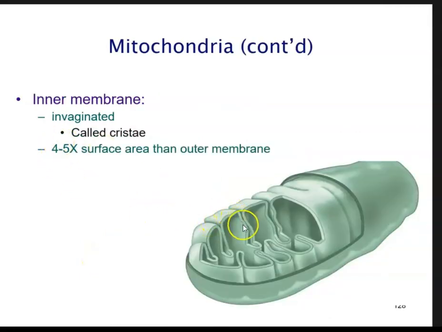So these invaginations are called cristae, and they can increase the surface area 4 to 5 times more than the outer membrane. Okay? So just by invaginating, you can get a much higher amount of surface area compared to the outer membrane that isn't invaginated.